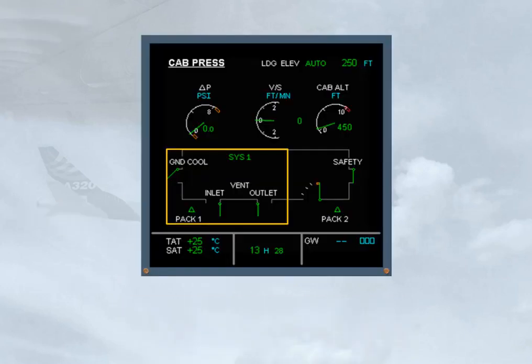A section of the ECAM CAB PRESS page displays avionics ventilation system information. The vent, inlet, and outlet indications provide information on the state of the inlet and extract systems. Normally they remain white.